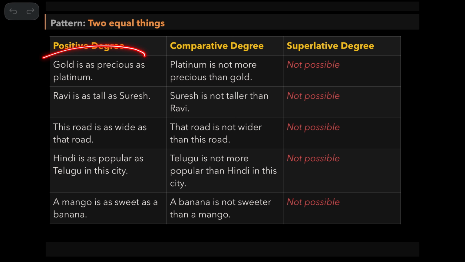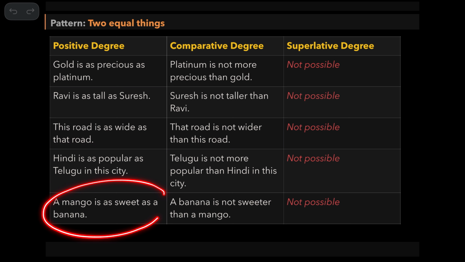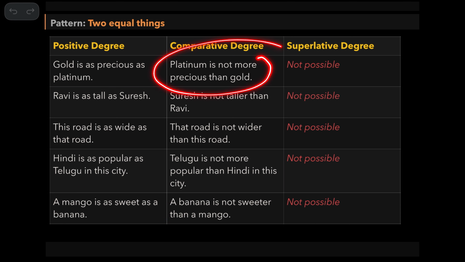Now, gold is as precious as platinum. Ravi is as tall as Suresh. This road is as wide as that road. Hindi is as popular as Telugu in this city. A mango is as sweet as a banana. Now, comparative forms. Platinum is not more precious than gold.